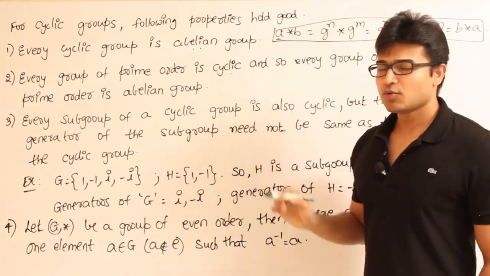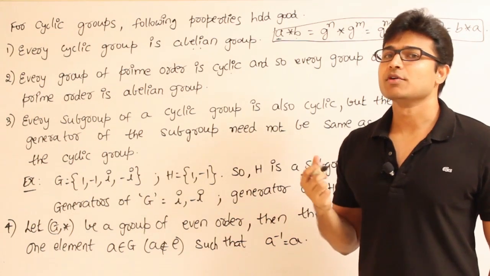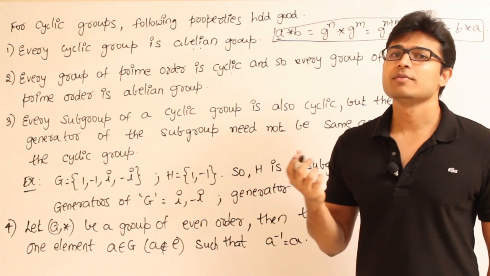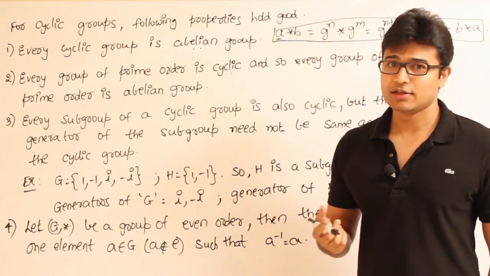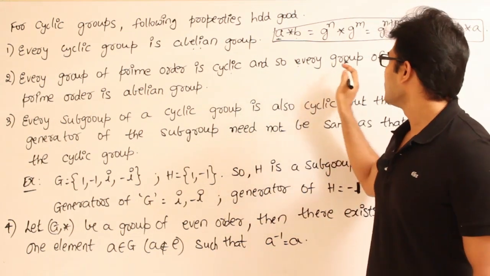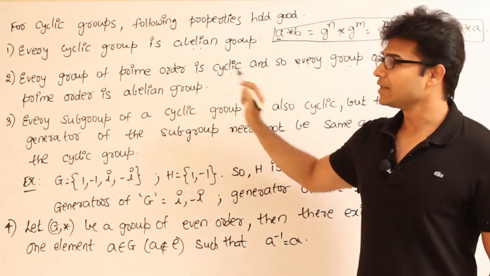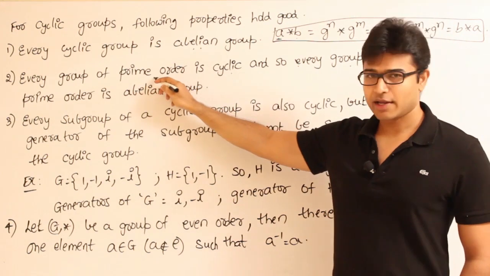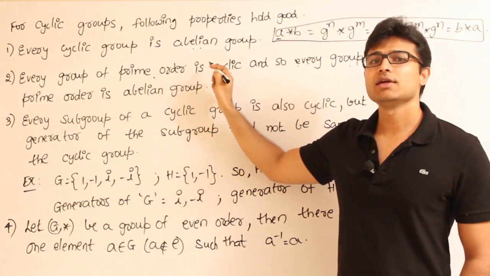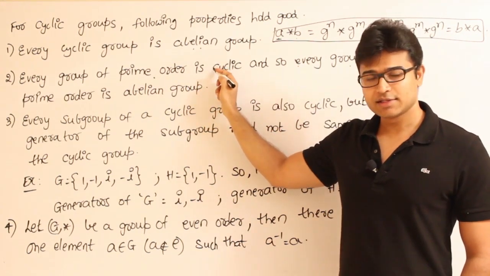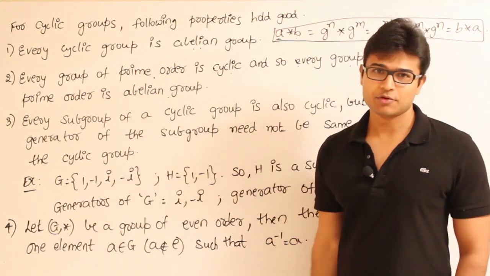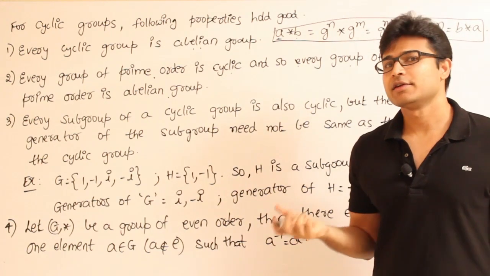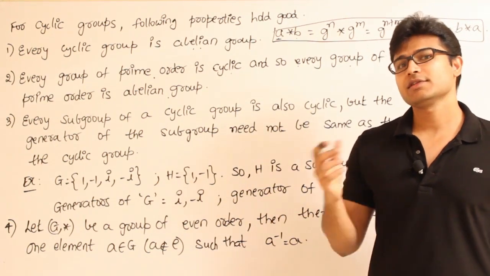So if you have a group of prime order, then it is going to be cyclic, and we have already seen that every cyclic group is going to be abelian. Therefore we can declare that every group of prime order is abelian. I think you understood the relation, right? Every group of prime order is cyclic, and since it is cyclic, it is abelian. So if you find any group with prime order, you can directly say it is an abelian group, because it is cyclic.